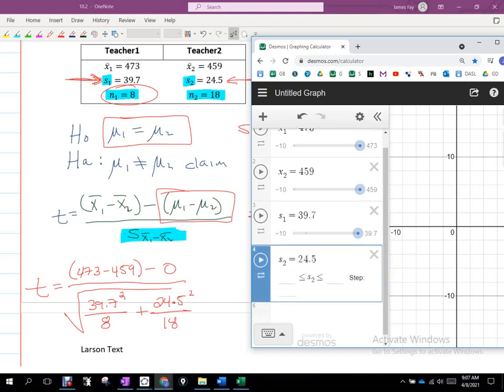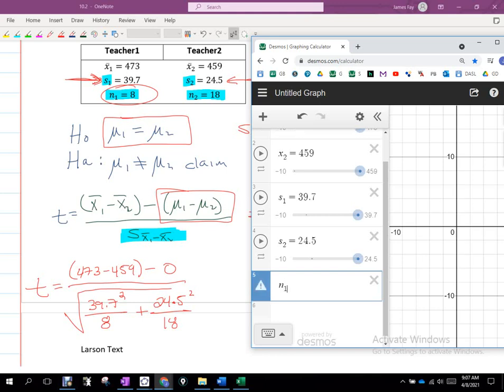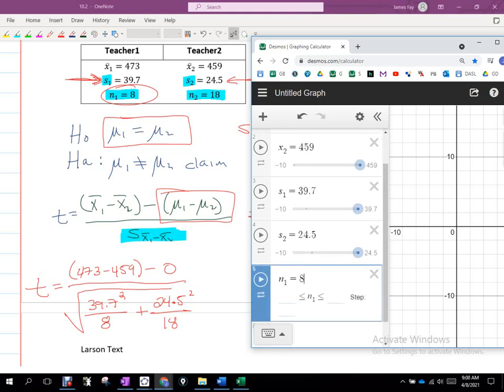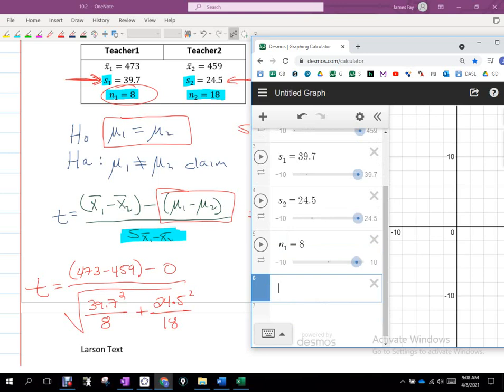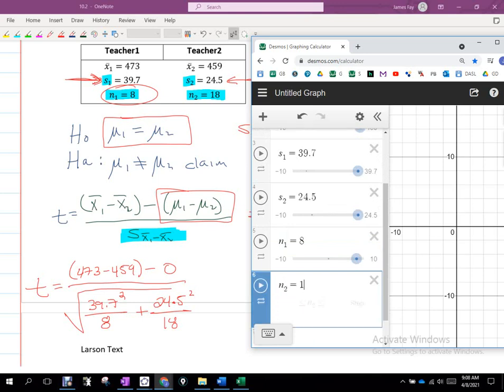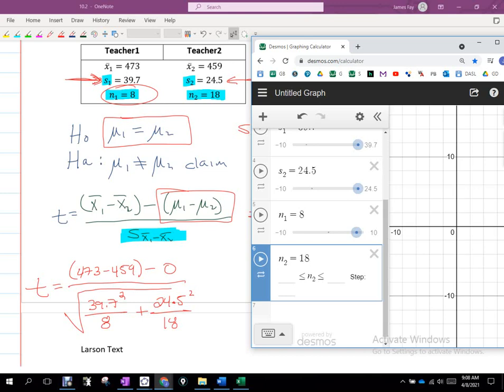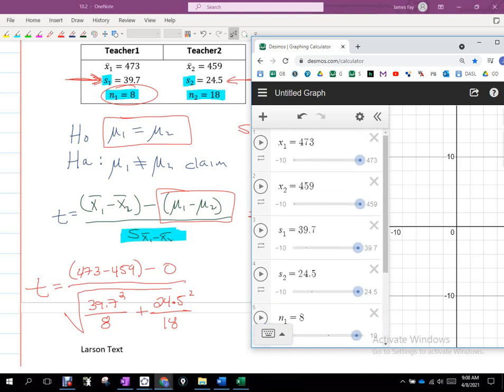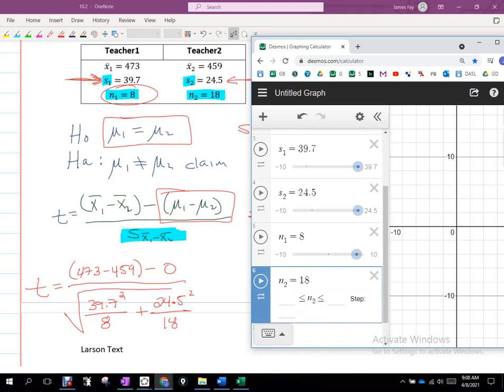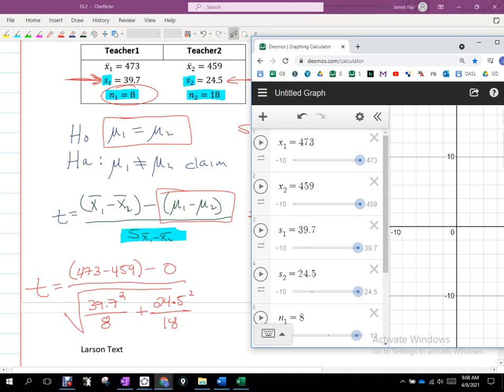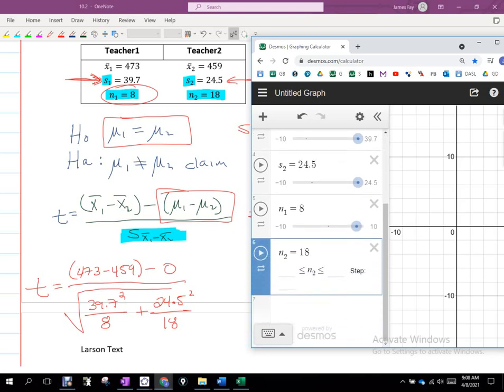S sub 2 is 24.5. And then N sub 1 was 8, and N sub 2 is 18. So now, because I've defined those values, when I write this formula down here, then when the next problem shows up and I get another table of processed data, I could just go change these X1, S1, X2, S2, N1, N2s, and it will automatically run through and find the T value for me. Does that make sense? Okay.